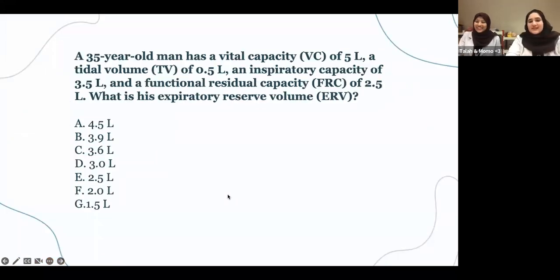Okay, there's one more. A 35-year-old man has a vital capacity of 5 liters, a tidal volume of 0.5 liters, an expiratory capacity of 3.5 liters, and a functional residual capacity of 2.5 liters. What is his expiratory reserve volume? Whenever you have questions like these, you can draw them out to make sense of the volumes, or highlight the most important values that you want to use. We got an F for now.